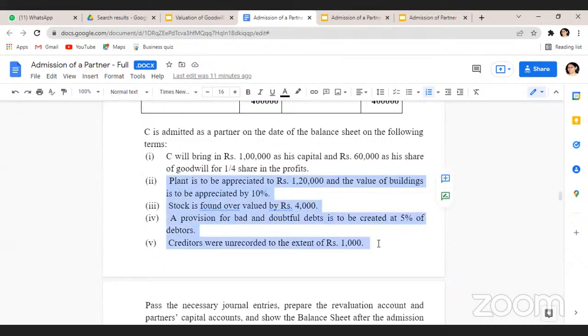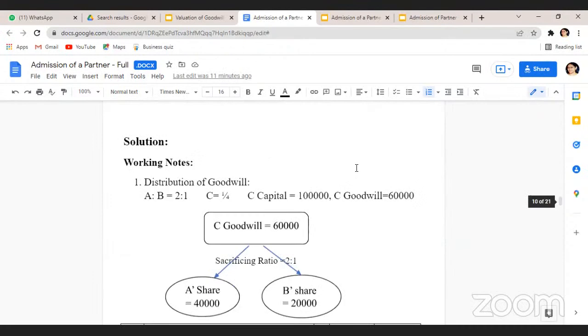So the second, third, fourth, and fifth points will appear in the revaluation account. Why? Because these five are related to assets and liabilities: plant, building, stock, bad debts, creditors. Adjustments relating to assets and liabilities will appear in the revaluation account. The first point relates to the new partner, in order to calculate his new profit sharing ratio and to distribute the goodwill. Okay, done. Now we'll come to the solution.